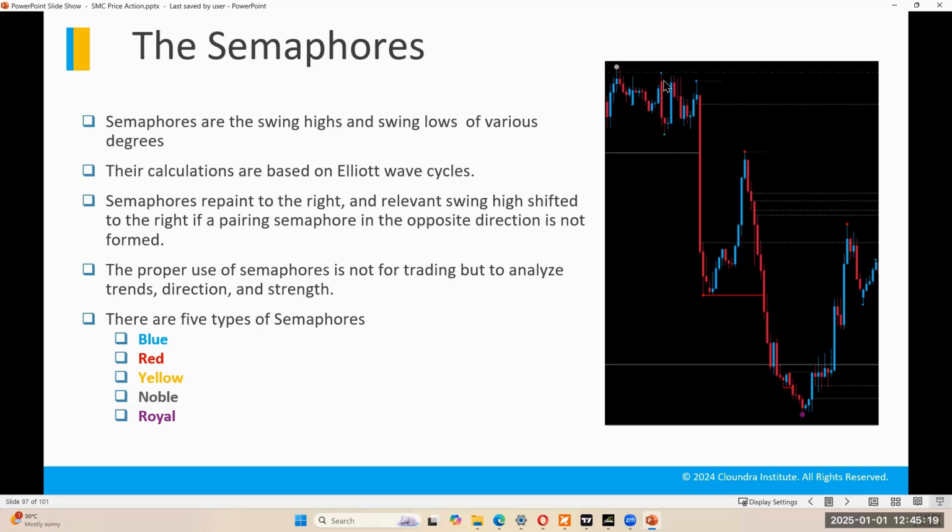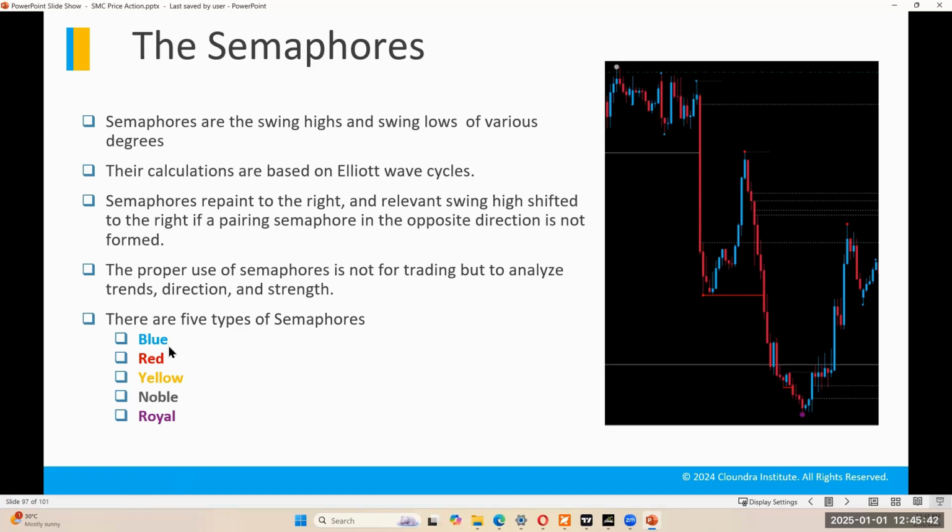So they always work in pair. We have formed this semaphore, and right after we form this semaphore, if this lower blue semaphore was not formed, then we would expect that this blue semaphore would shift to the right. The proper use of the semaphore is not for trading, but to analyze trend, direction, and strength. So that's how we use the semaphore.